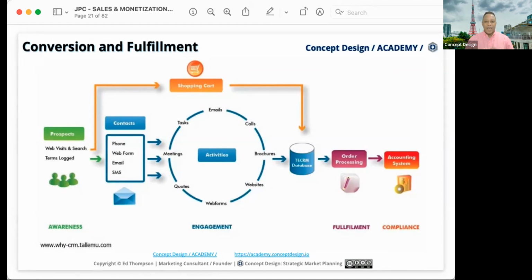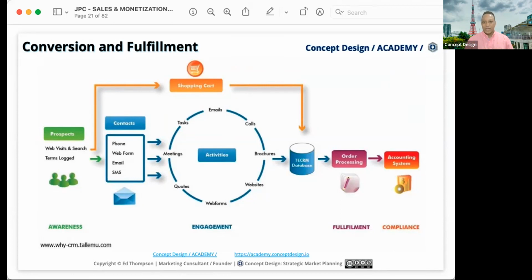The emails, there might be calls, brochures, websites, web forms, quotations, meetings. And some of the people through websites and visits, they've already gone and shopped because you had exactly what they needed at that time. And their information is now in a database, but so are all the other prospects in the pipeline.